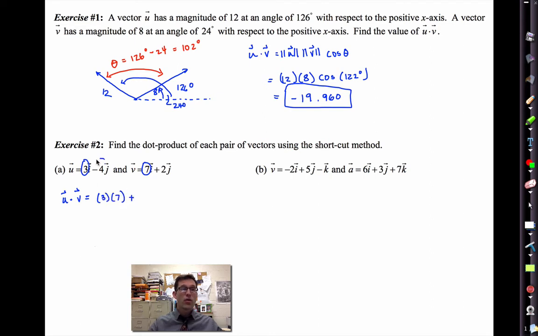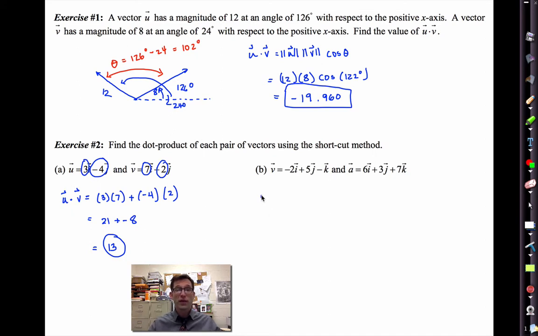Plus the y component of this vector, make sure to include that negative, times the y coordinate of this vector, and that's a positive, and you simply add those two. So we get 21 plus negative 8, which gives me 13. And that's my dot product. That's it. Now, why that is equivalent to what we did in exercise 1, that's going to have to wait until exercise 3, where we will prove the shortcut method, at least for two-dimensional vectors. But it's really super simple.